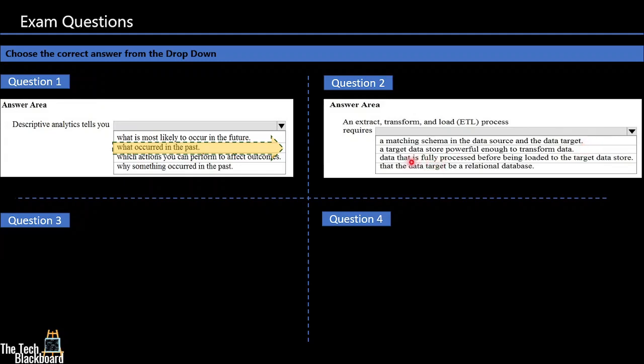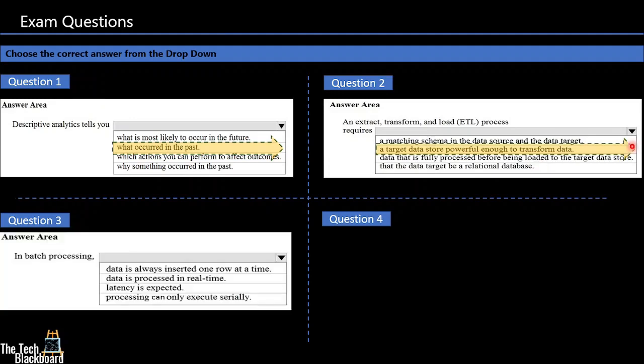The third option says data that is fully processed before being loaded into the target data store. This might not be fully true because you can, of course, process the data after it's being loaded into the target data store. Then the fourth option says the data target has to be a relational database. This again is not true because the target data can be of different type of data. It can be relational, it can be non-relational depending upon what you are loading. So our correct answer is the second one, a target data store powerful enough to transform the data.